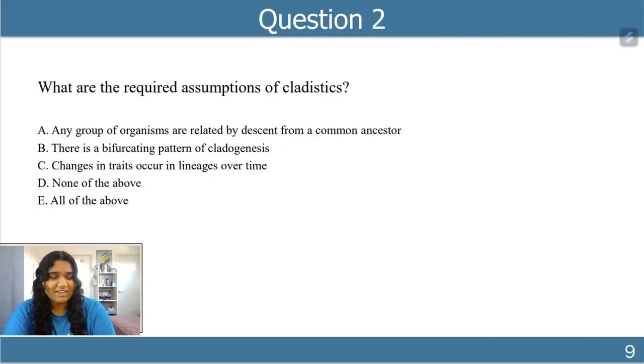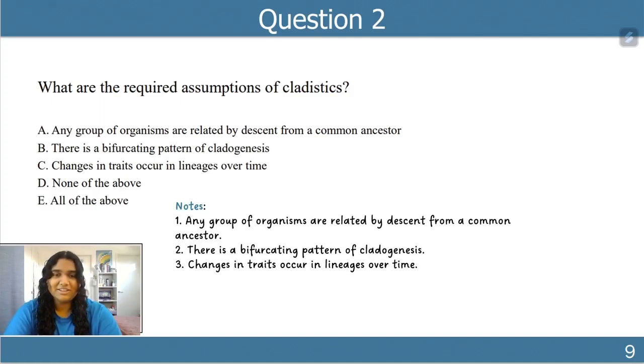Alrighty. Now we're going to go into question 2. So here is, what are the required assumptions of cladistics? A, any group of organisms are related by descent from a common ancestor. B, there is a bifurcating pattern of cladogenesis. C, the changes in traits occur in lineages over time. D, none of the above, or E, all of the above. So I'll give you a chance to pause now, and hopefully all of you have done the question, and I'm going to go through the answer.